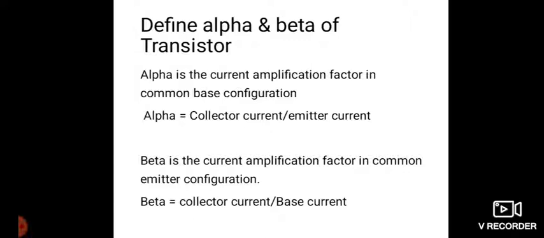The collector current is smaller than the emitter current. So, alpha will always be less than 1, whereas beta is the current amplification factor in common emitter configuration. In common emitter configuration, the output current is collector current, the input current is base current. So, the current amplification factor is output divided by input, that is the collector current divided by the base current. So, beta is collector current divided by base current. The base current is very small compared to the collector current. So, beta always ranges from 20 to 500.